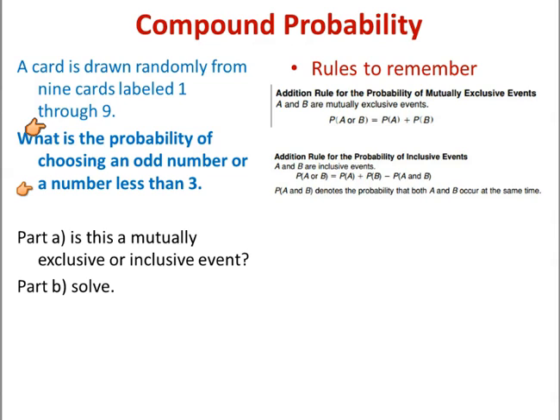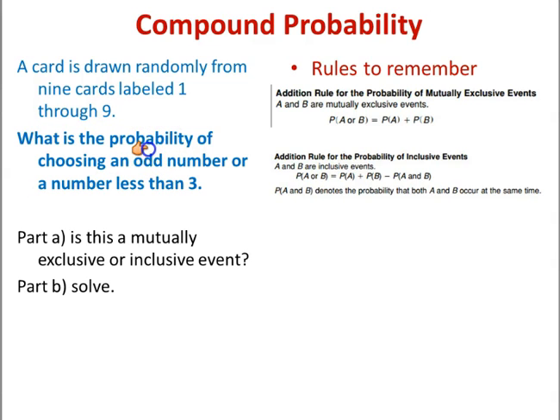So first, let's decide what type of probability this is. Is this mutually exclusive or inclusive? Again, we want to find the probability of choosing an odd number or a number less than 3. So first decide, can these occur at the same time or can they not occur at the same time?